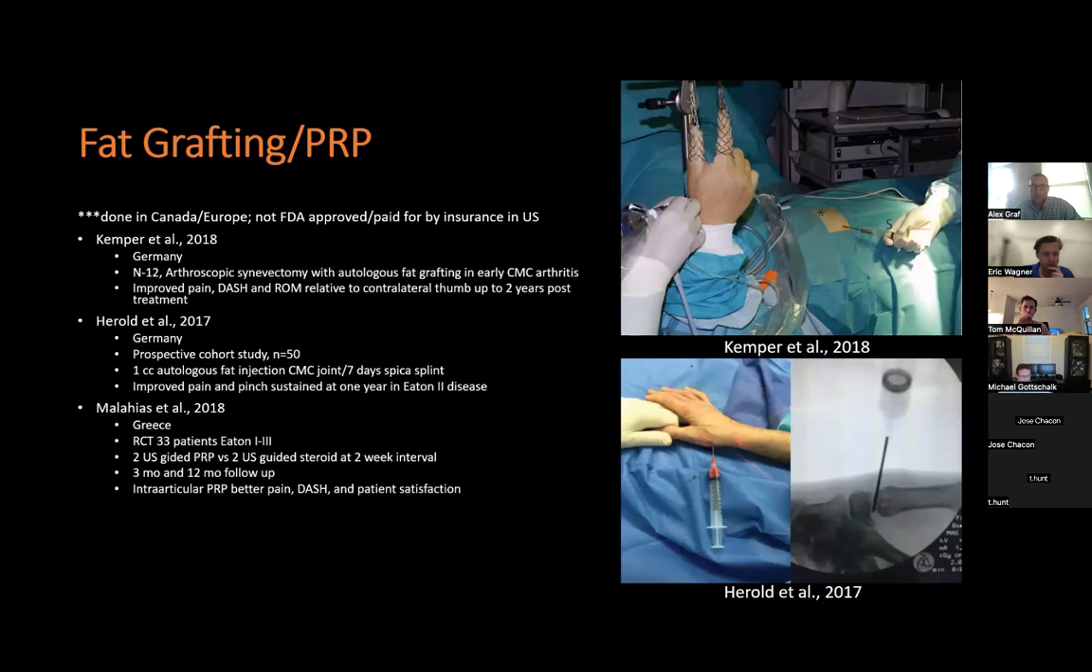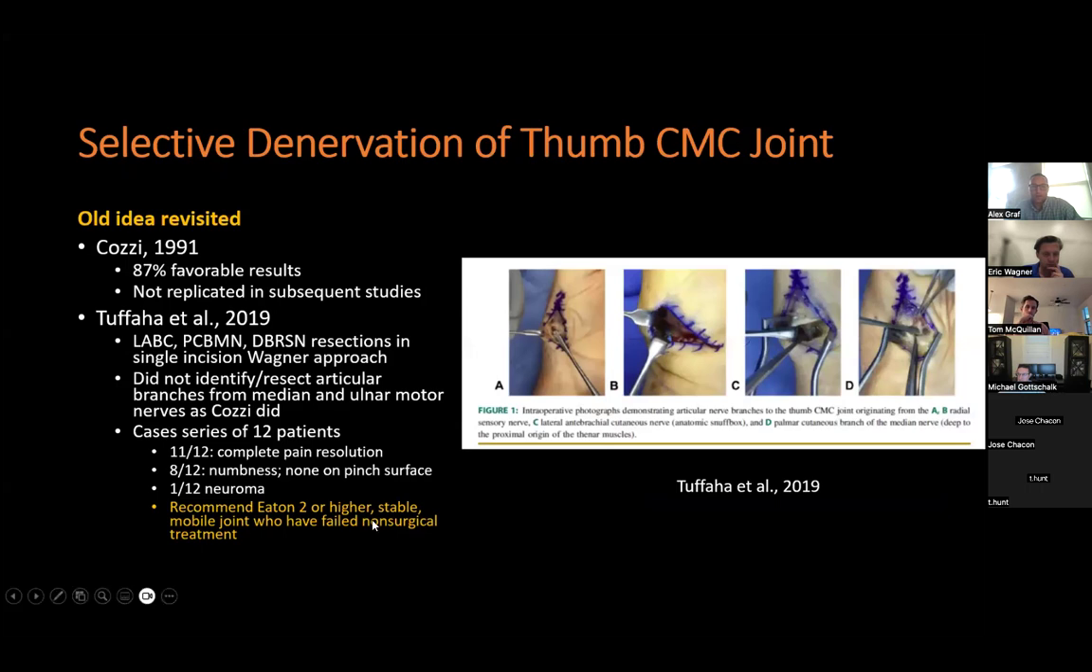Fat grafting, PRP, is more common in Europe, but there's some good evidence that fat grafting, especially with early CMC arthritis, can be helpful for pain. And then denervation, this is something that I'm hoping Dr. Graf can educate us on, because I think for the younger high demand patient, this is an interesting option that can treat their pain, preserve their trapezial height with little downtime.